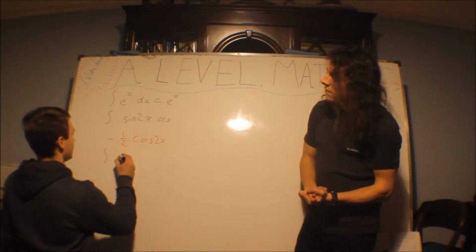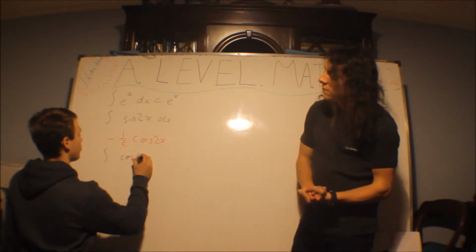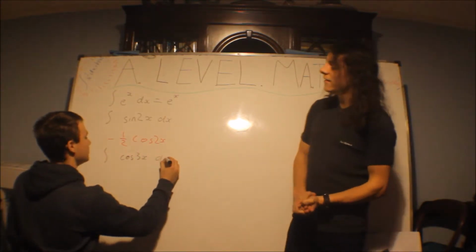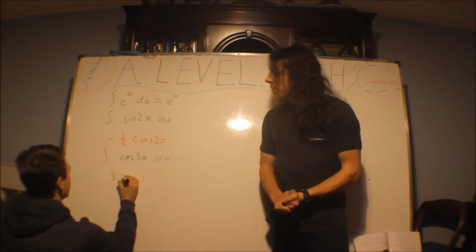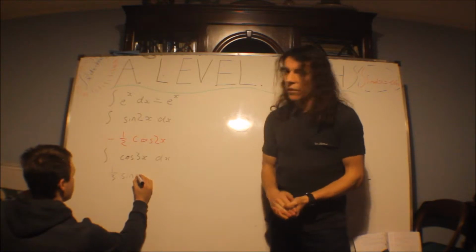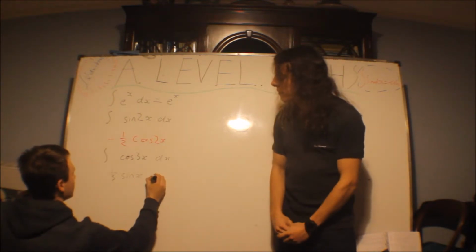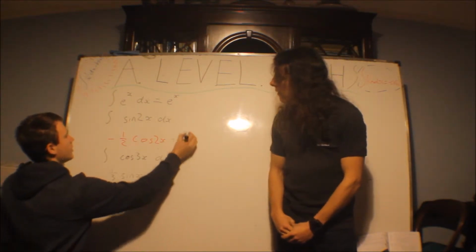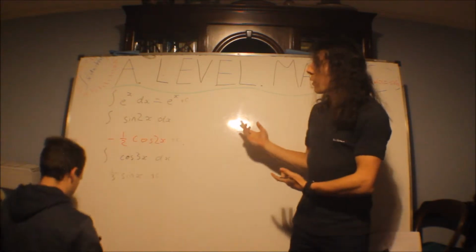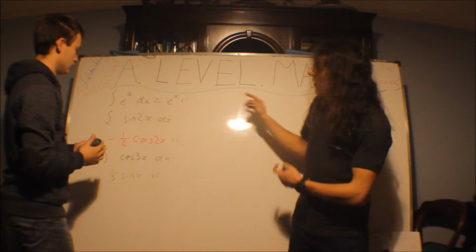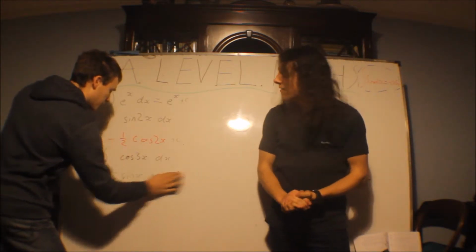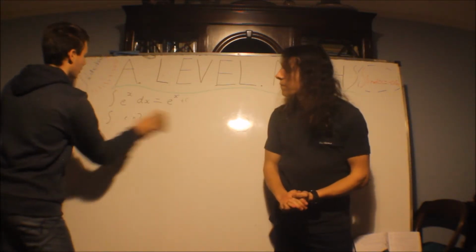So if we then do cos 3x, just to make a point, it's going to be a third sine 3x, because if you differentiate that, you get cos. These could all do with having a plus c on the end. They could, and often they condone not having one.